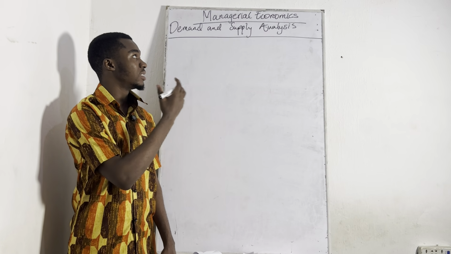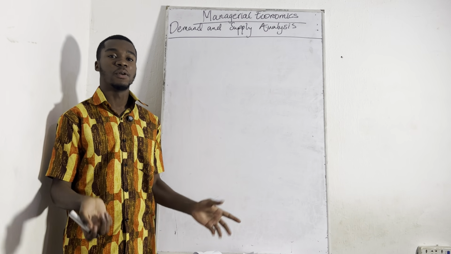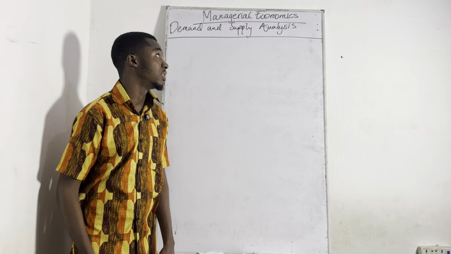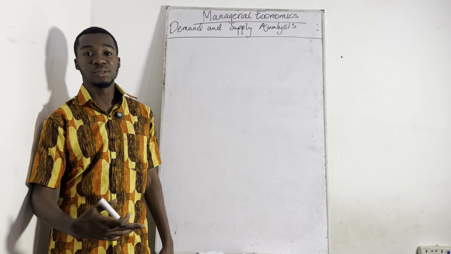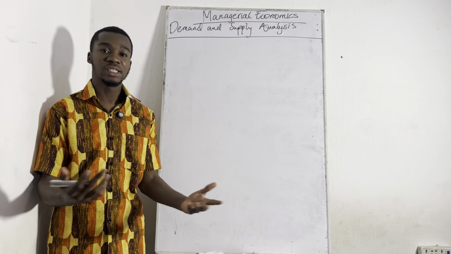All right, so demand and supply under managerial economics. So we already know what demand and supply is from economics for business and quantitative methods. You get it? But this is under managerial economics. Managerial economics, some schools call it economics for managers. You get it? So now you're going to look at it from the manager's point of view.